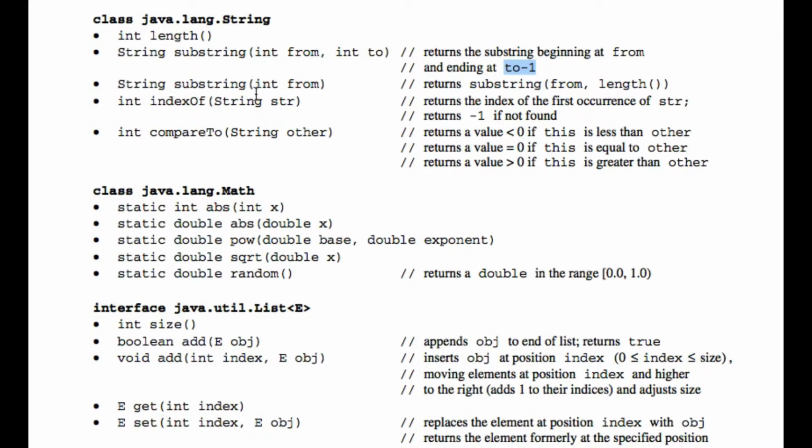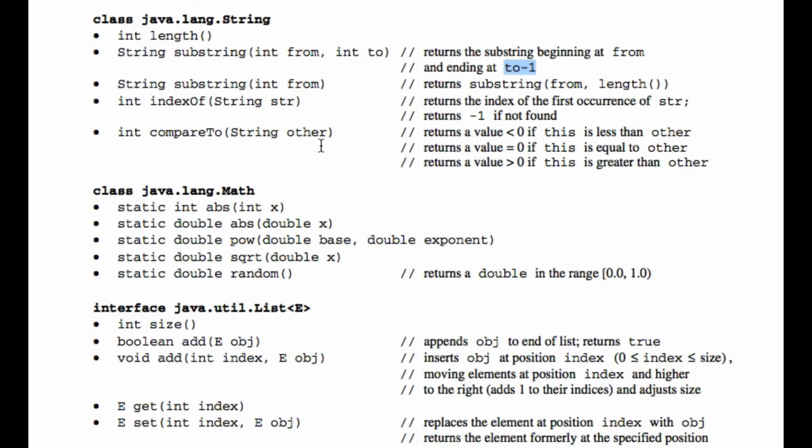The one-parameter substring returns a string from the from position to the end of the string. So from wherever from is all the way to the end. If you wanted the entire string, it would be 0 here, right? indexOf returns an int. You supply a string, and it returns the index of the first occurrence of str, the string that you're supplying as the parameter, and returns -1 if not found. So it's a quick search.